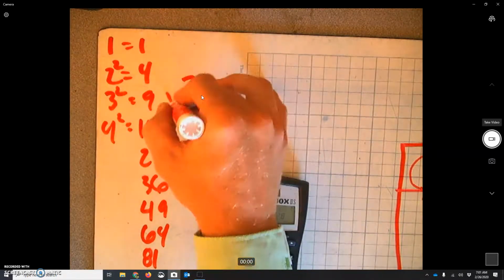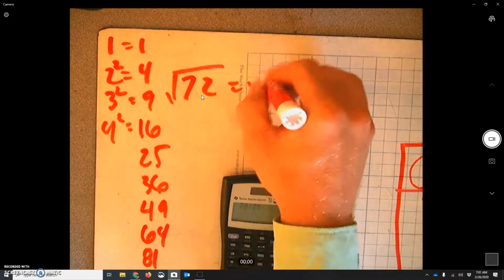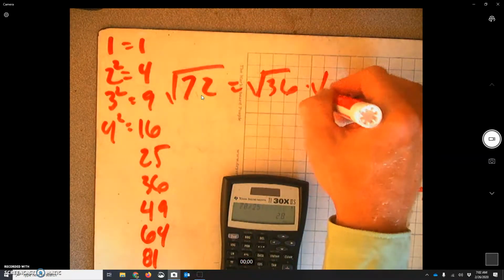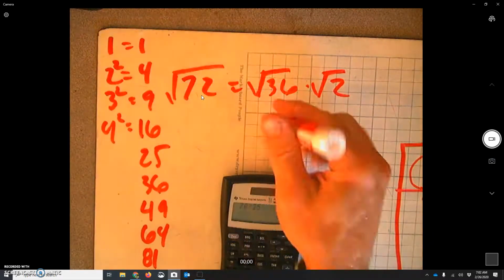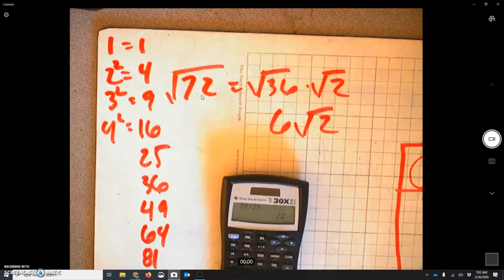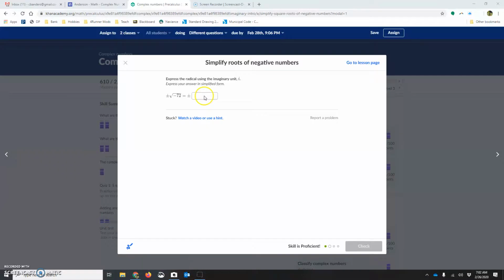So 72. So if I have the square root of 72, I can rewrite that as the square root of 36 times the square root of 2. This equals 6. This equals the square root of 2. And we have a negative sign, so we'll pull an i out. So it's 6i radical, or square root, 2.